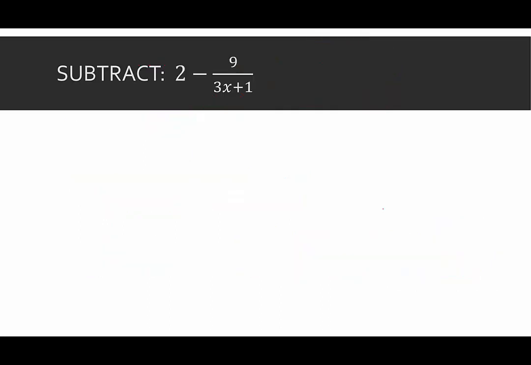Okay, our next example, we have 2. So 2 is not quite in rational expression form. If we're going to turn 2 into a fraction, we would put it over 1. The second one is fine. So now the least common denominator, we don't have to worry about the 1. So this is the least common denominator, 3x plus 1.